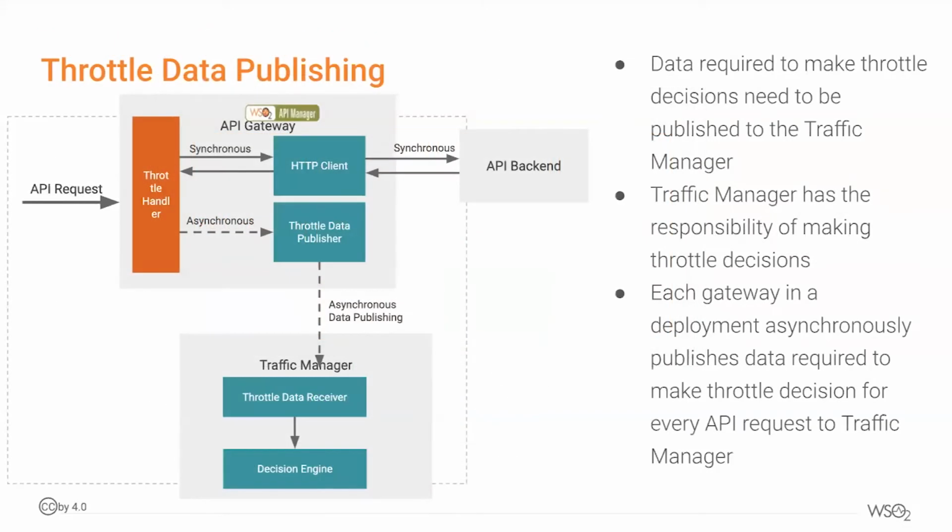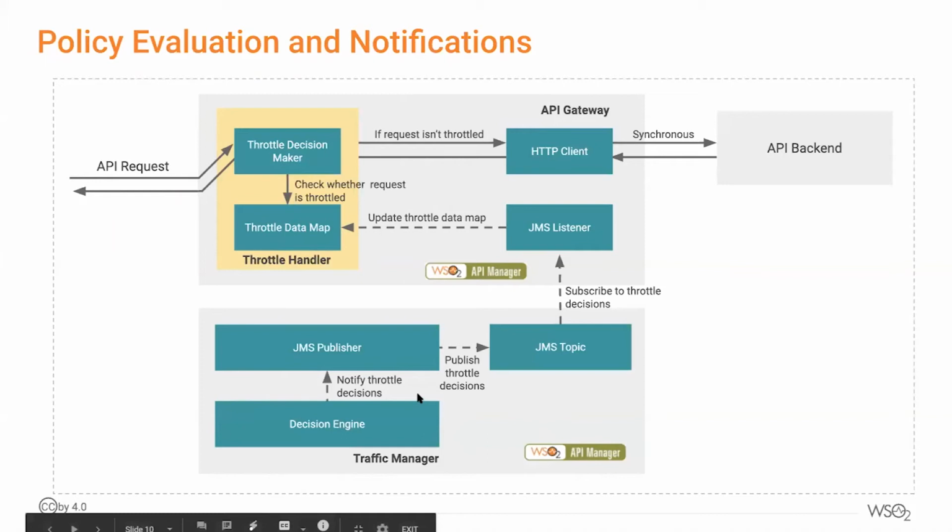Let's see how throttle data publishing happens. Data required to make throttle decisions needs to be published to the traffic manager. Each gateway asynchronously publish data to the traffic manager. Then traffic manager is responsible of making throttling decisions. Let's talk about the traffic manager. Traffic manager is dedicated to API request event processing, throttle policy evaluation, and decision making through Siddhi runtime.